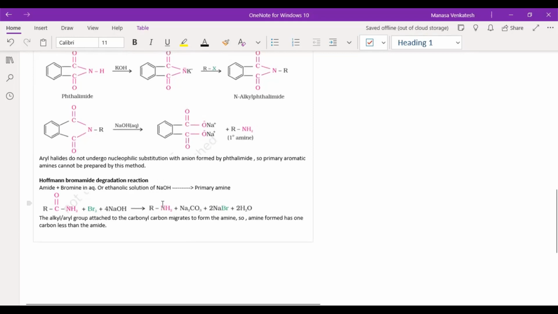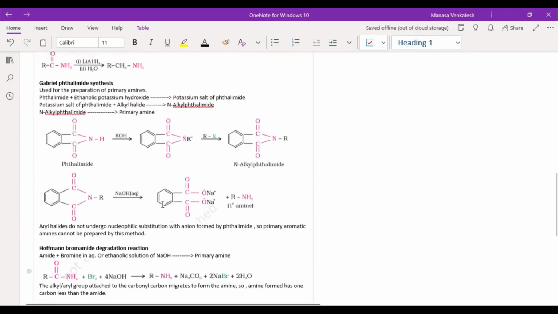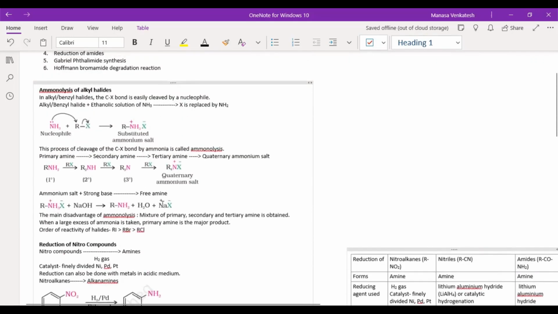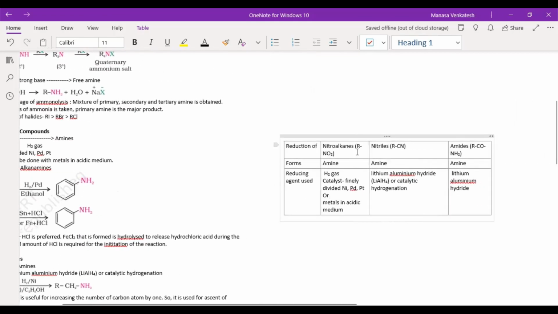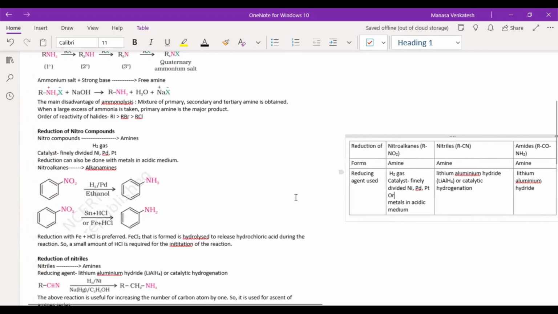So with that, we're done with the various methods of preparation of amines. We started with ammonolysis, and then we learned about the reduction of 3 compounds, nitroalkanes, nitriles, and amides, with the respective reducing agents to lead to the formation of amines. If you notice, you have similarity in terms of the reducing agents which are used.